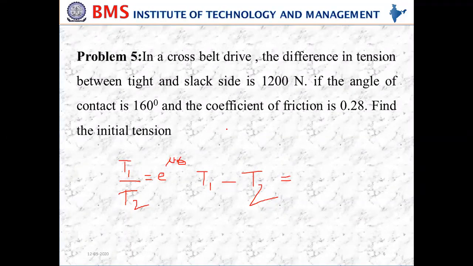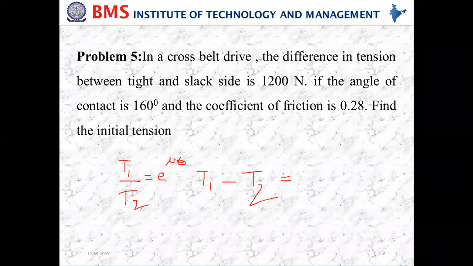If I want to substitute the value of theta in terms of radians and find out the T1 by T2 relation, then use the equation T1 minus T2, substitute, and get the value of T2. Then from these two I can get the initial tension, T0, which is equal to T1 plus T2 by 2. By using that equation we can find out the initial tension of the belt.